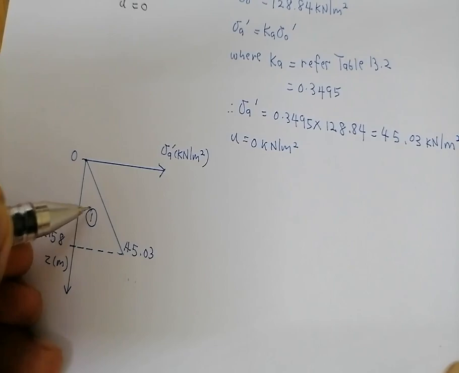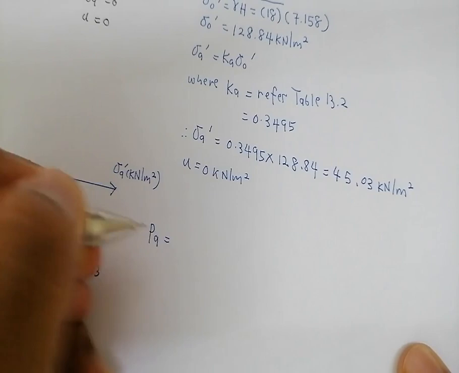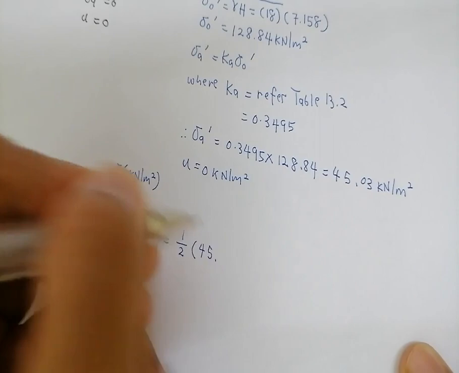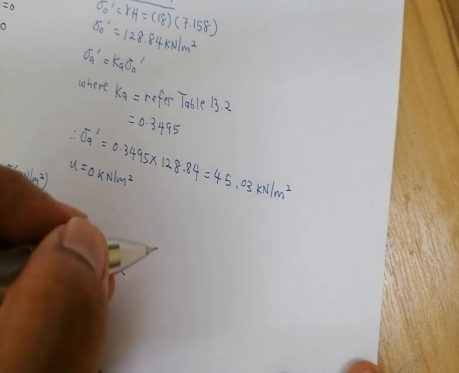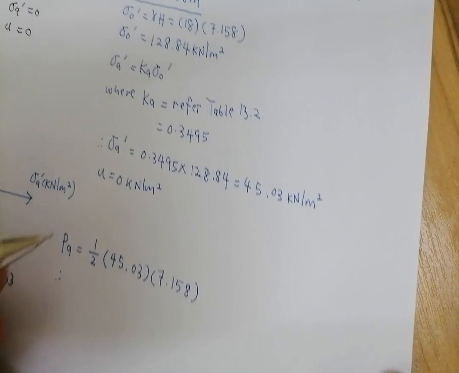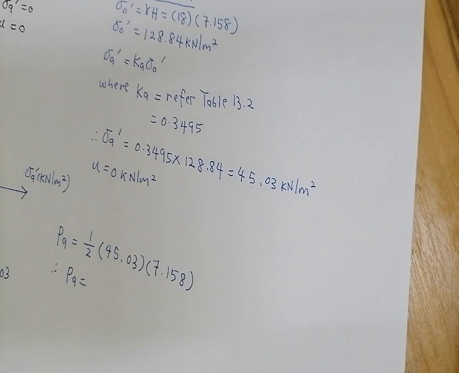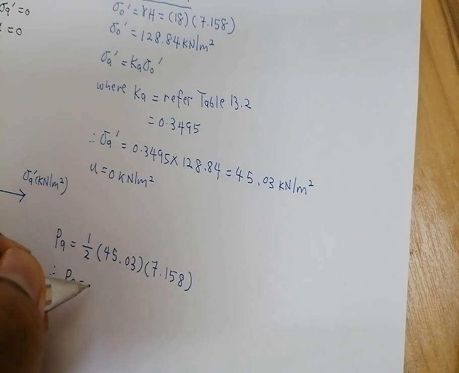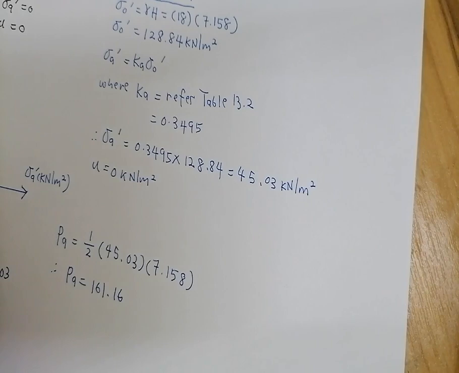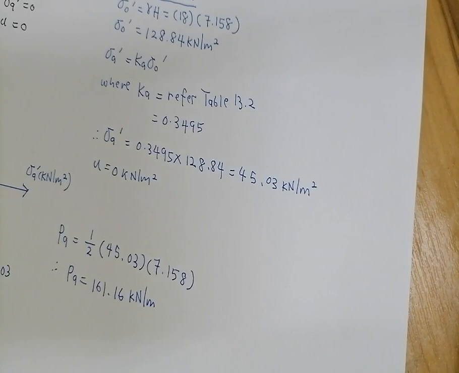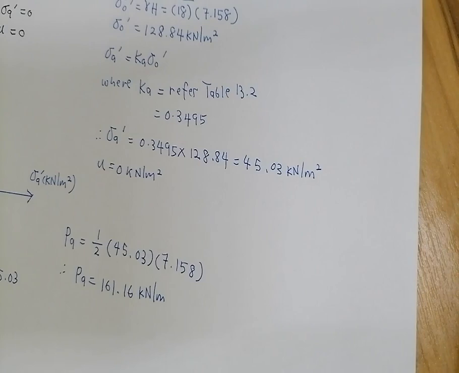So it's pretty straightforward. PA equals half times the width of the triangle, 45.03, sorry, can you see? 0.03 times the height, which is 7.158 meter. So therefore, you can calculate with me, PA equals 161.16. I got this value, 161.16 kilonewton per meter. All right, so what is the next step?